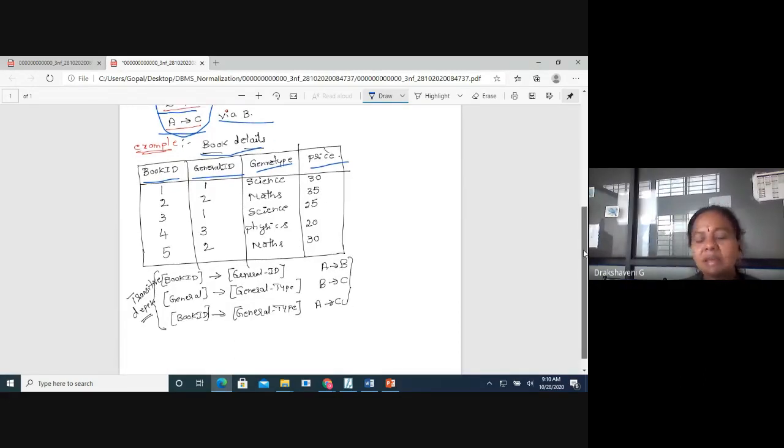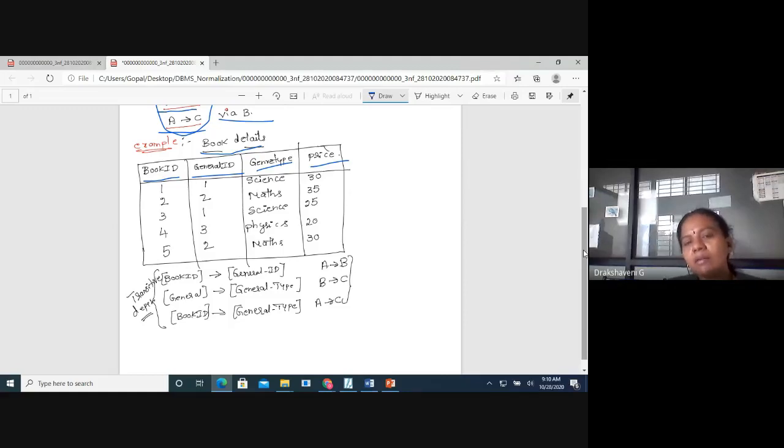Let us see whether this table is satisfying the second normal form and first normal form. Yes, it is in 1NF. What do we mean by 1NF? 1NF means no multi-valued attributes. Okay, we don't have multi-valued attributes here. What does the second normal form say to us? It should be functionally dependent on the candidate key.